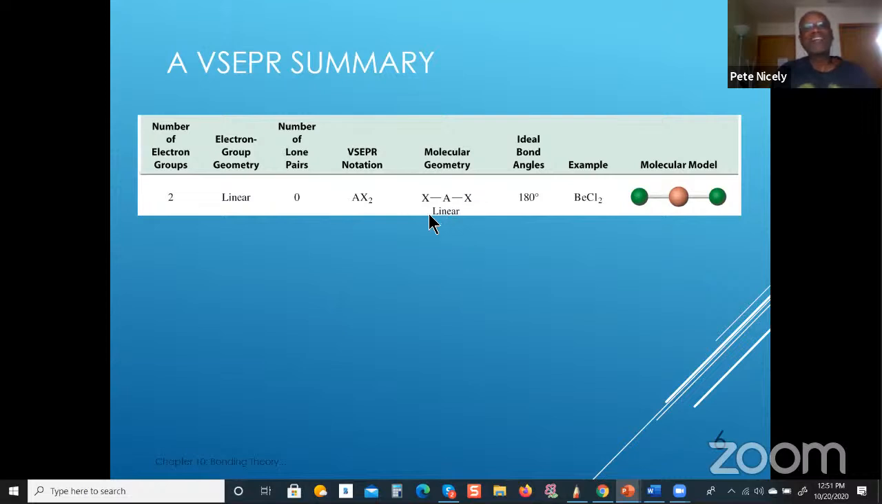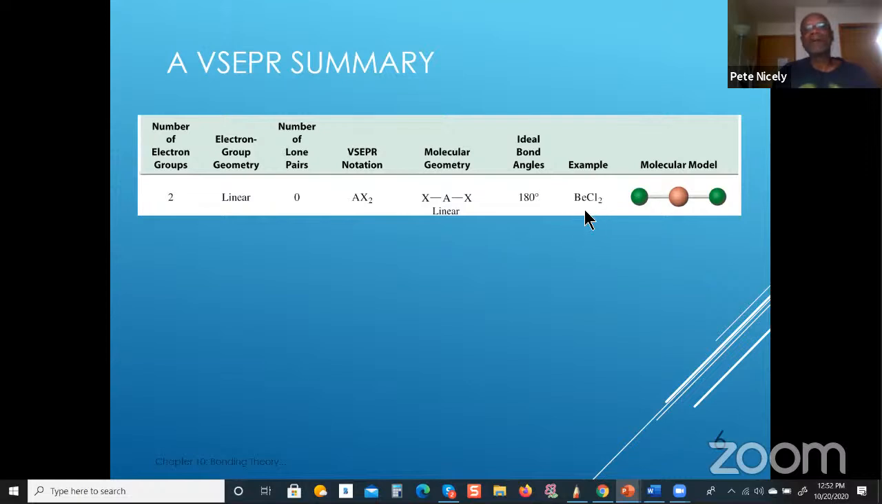And that's because the bonds of the central atom will be repelled from each other to be as far from each other as possible, which means that the most stable arrangement will be the linear arrangement, where the bond angles will be 180 degrees, all right? And an example of this would be beryllium chloride, all right?